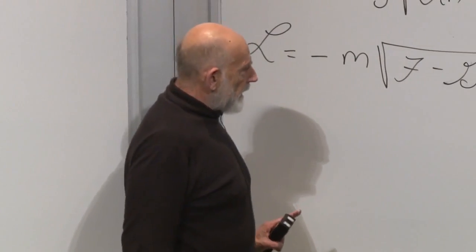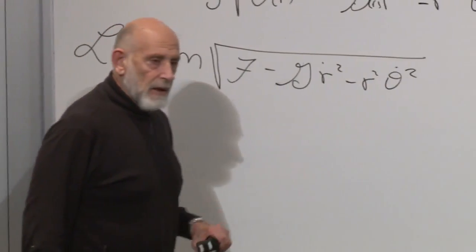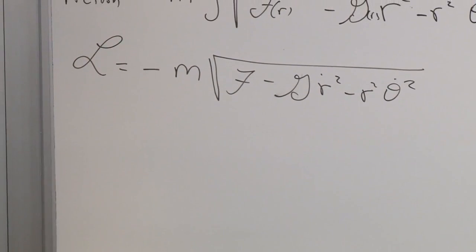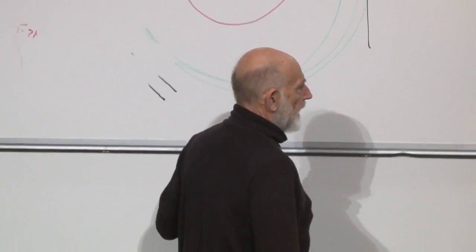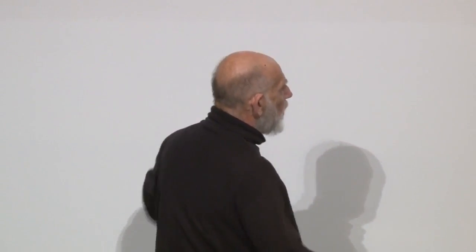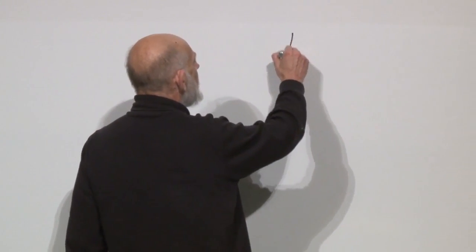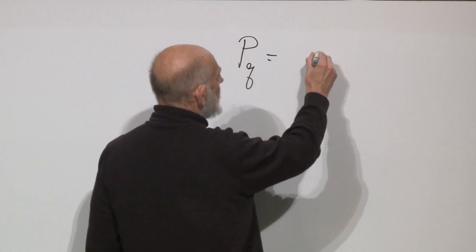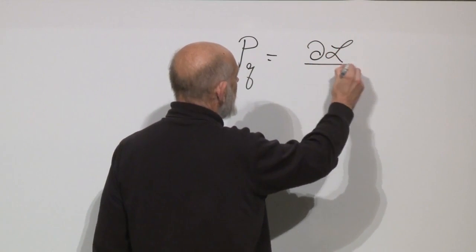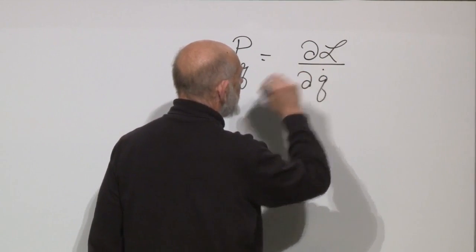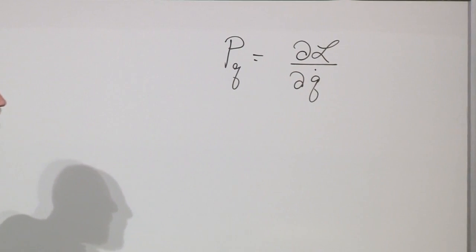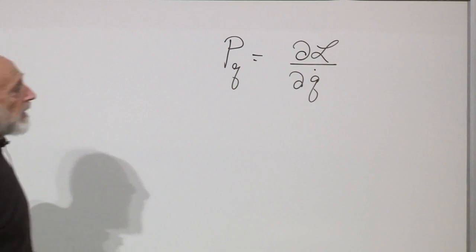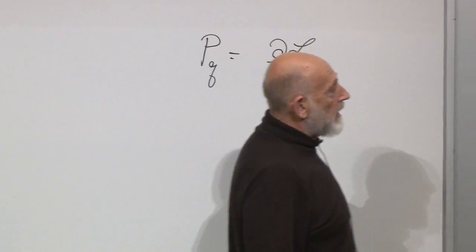Angular momentum is just the momentum conjugate to theta. Remember the definition of a momentum in Lagrangian mechanics. If we have a coordinate called q, any coordinate called q, the momentum associated with q is just equal to the derivative of the Lagrangian with respect to q dot. We've seen that over and over again. Here it is again.